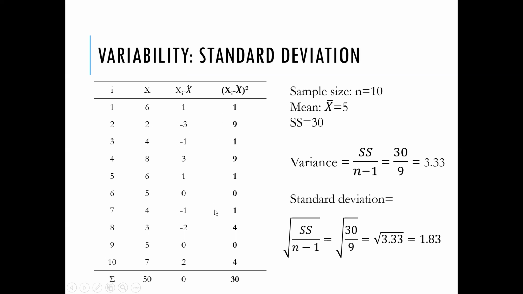So we do that for all of our individuals in the sample, and then we sum that up to get 30. Our variance is just the sum of squares, so that's 30 divided by n minus 1. Our sample size is 10, minus 1 is 9, and we get 3.33. And then the standard deviation is just the square root of the variance, and so we get 1.83.